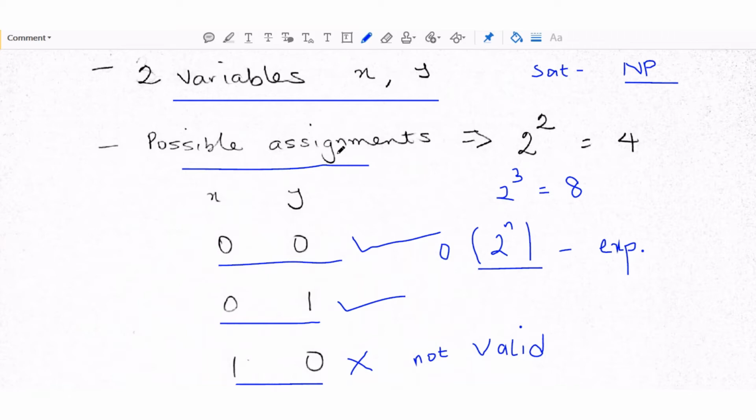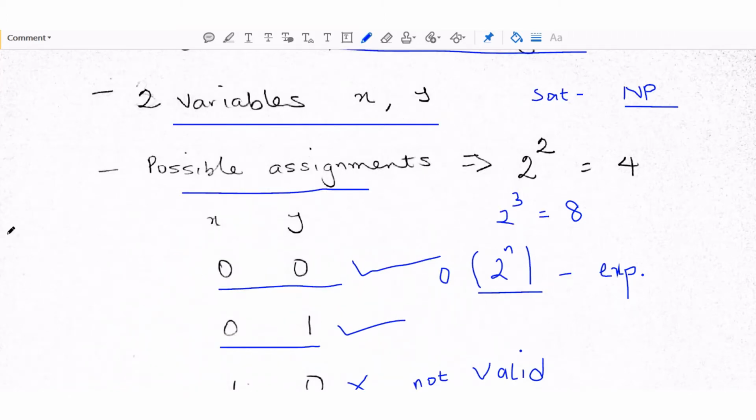But something is worth noting here: when we have just two variables, we can easily enumerate the assignments and check for satisfiability. So a variant of the satisfiability problem, called 2SAT, where the 2 represents the number of variables, is in P, that is, in polynomial. That is very important to note.